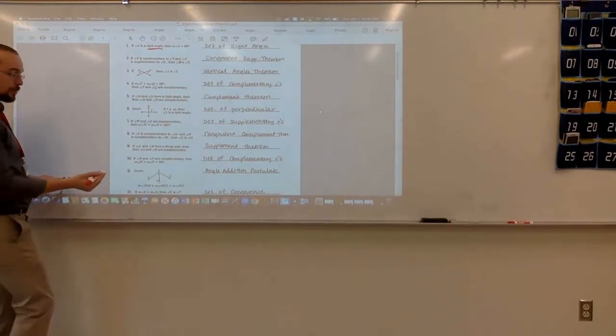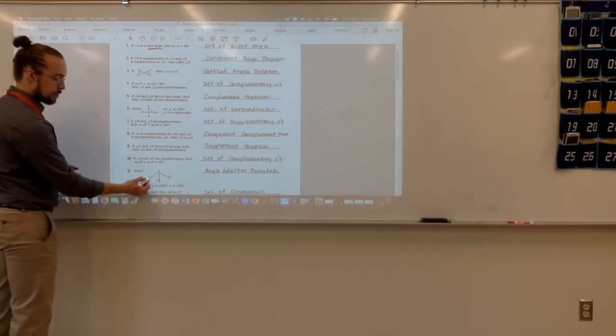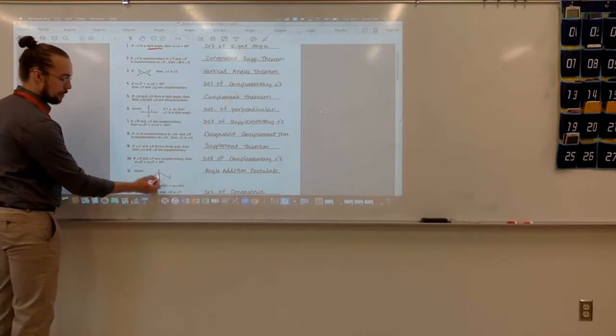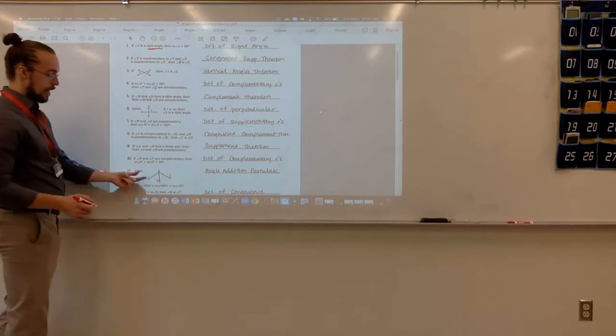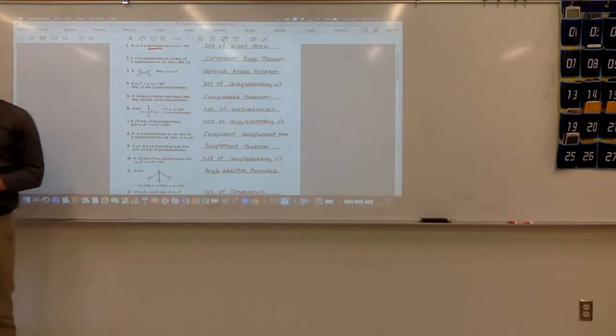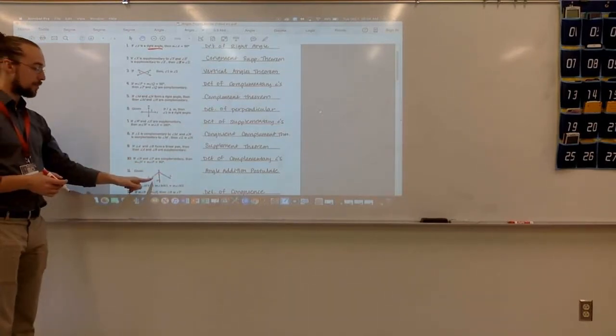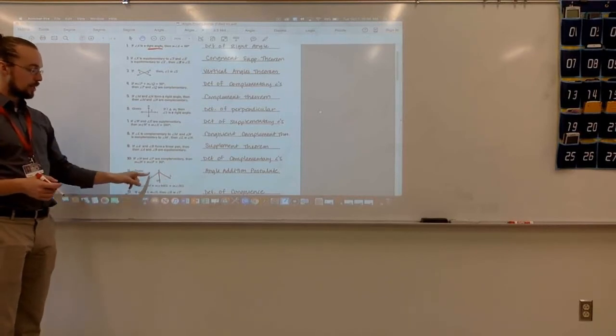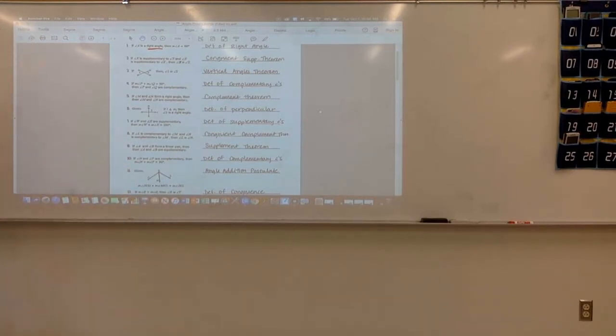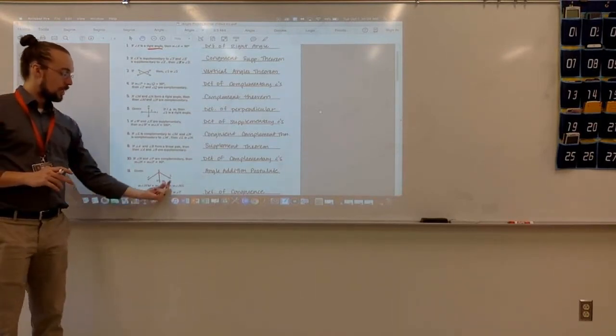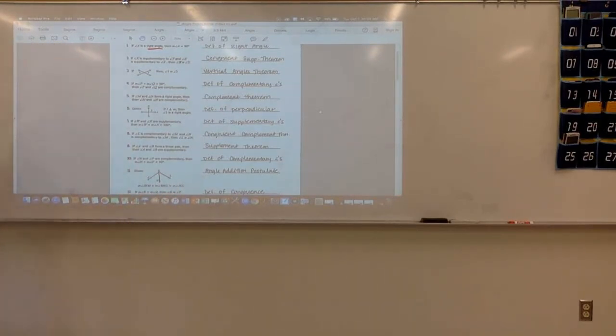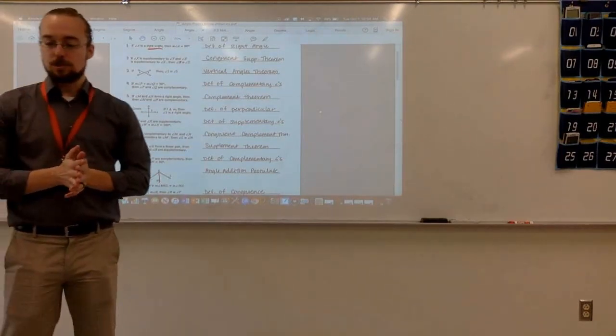Here, we're looking at the picture, right? For 11, we're saying this angle plus this angle adds to equal the whole thing. Okay, that's angle addition postulate. If I'm adding this angle plus this angle to equal the whole thing. And then the last one, if the measures of two angles are equal, then the angles themselves are congruent. That's just definition of congruence. Okay? Any questions on these properties?